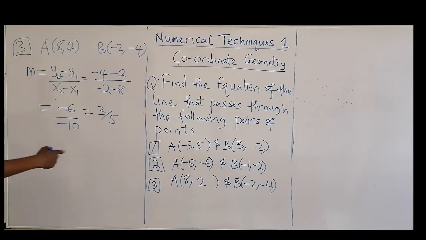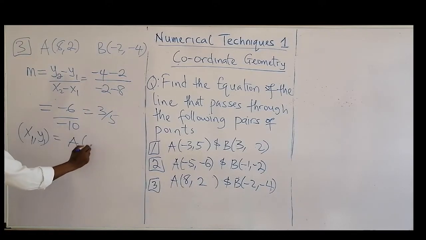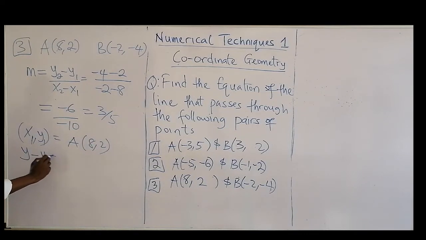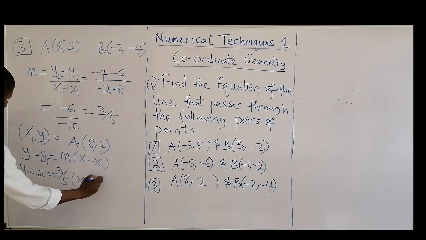Okay? So for x comma y, you can use x1 comma y1. You can use any of the coordinates. The choice is yours. So I'm picking the first one, 8, 2. So the equation of a line is y minus y1 equal to m into bracket x minus x1. So let's substitute. That will be y minus, my y1 is 2, my m is 3 over 5, into bracket, my x1 is 8, that's x minus 8.